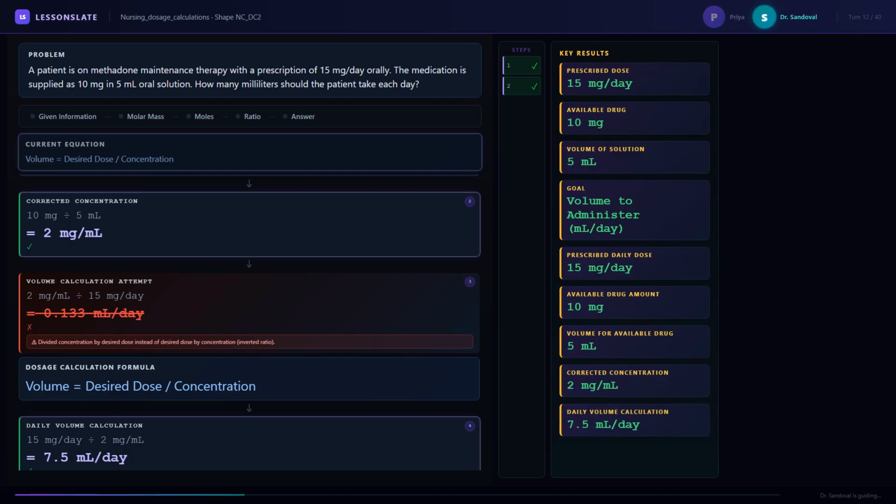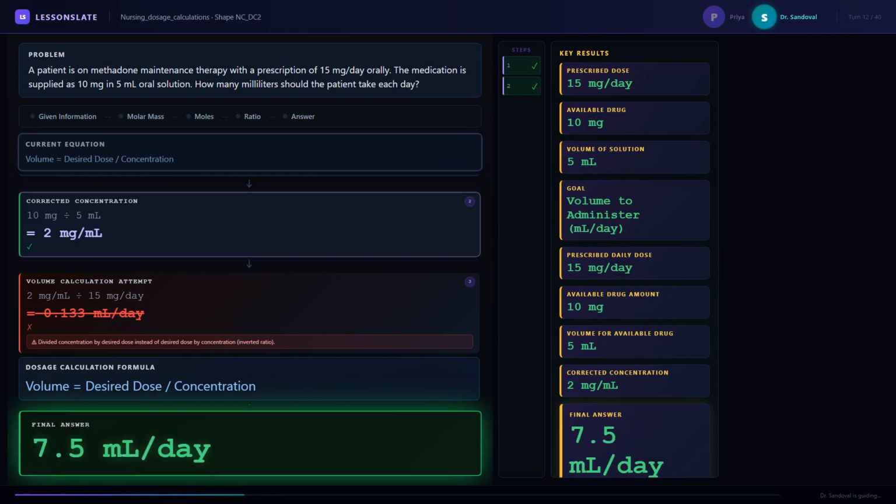Yes, that's absolutely it, Priya. 15 milligrams per day divided by 2 milligrams per milliliter correctly gives you 7.5 milliliters per day. Congratulations, you've solved the problem. To summarize, we first calculated the concentration of the solution, then used that concentration and the prescribed dose to determine the exact volume needed each day.